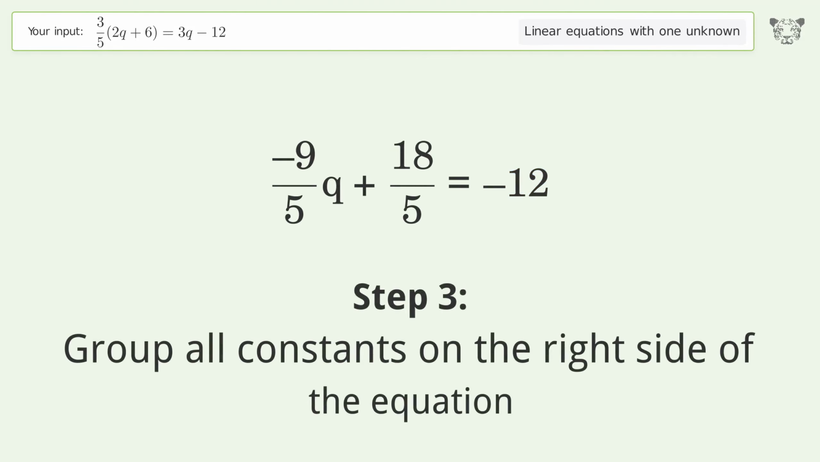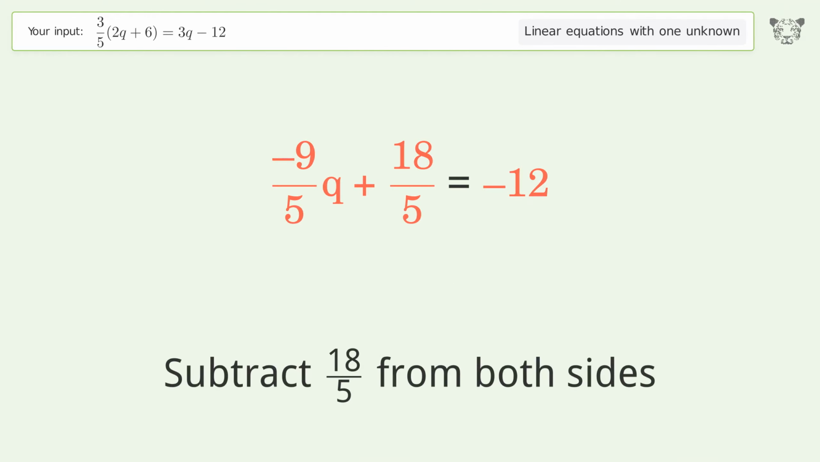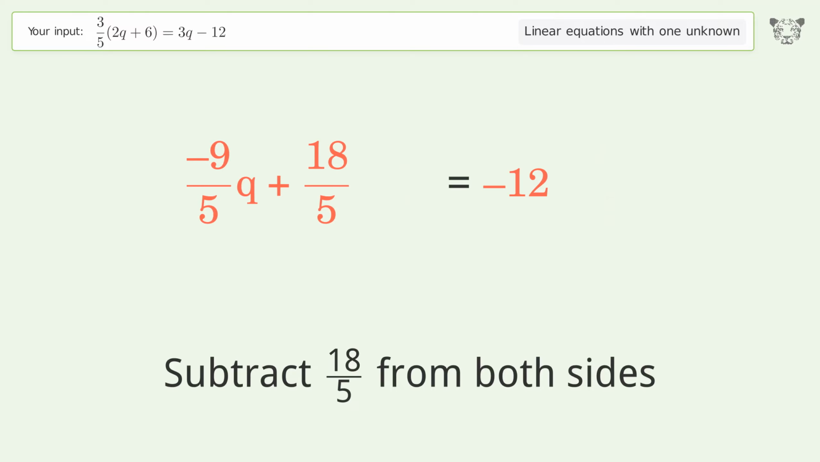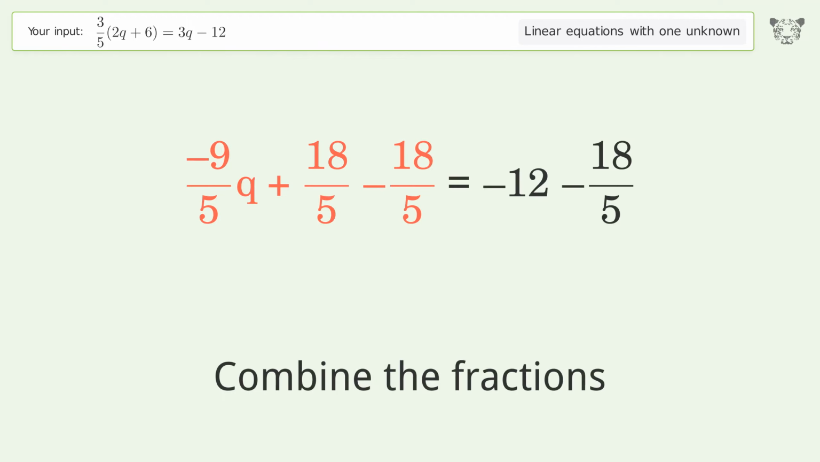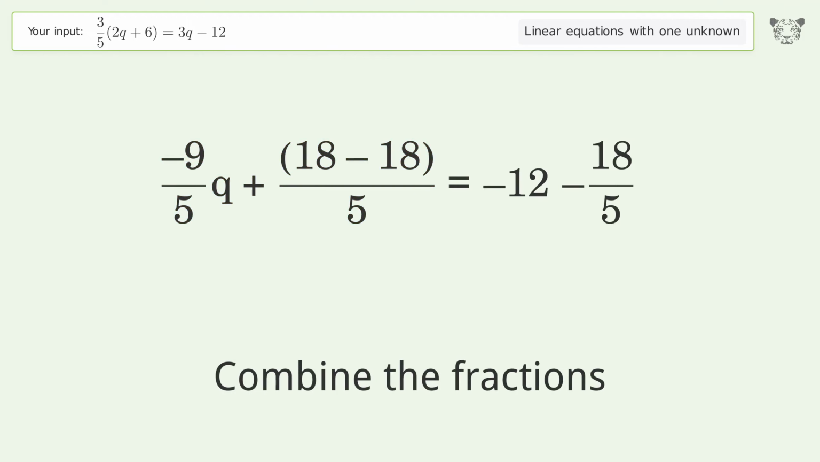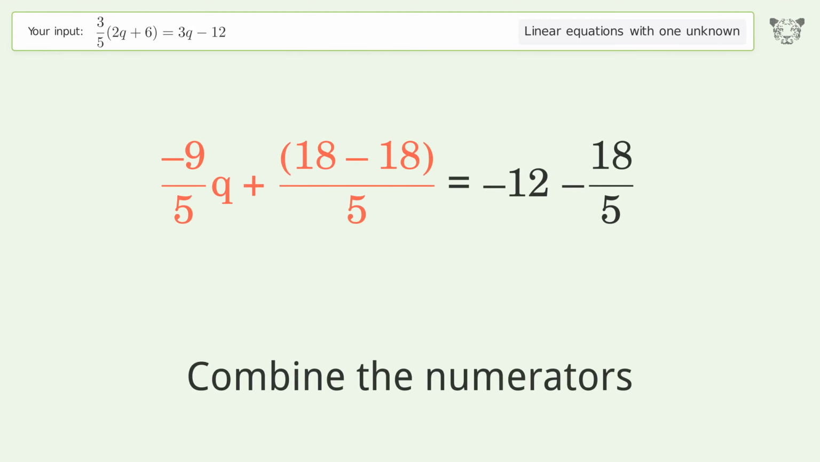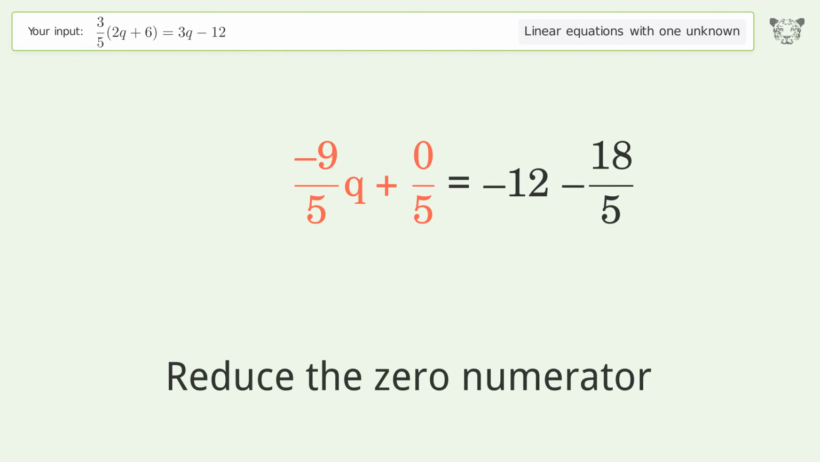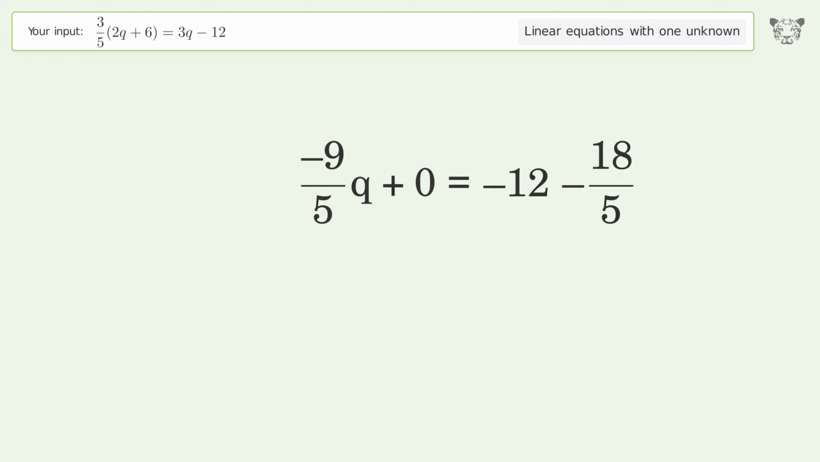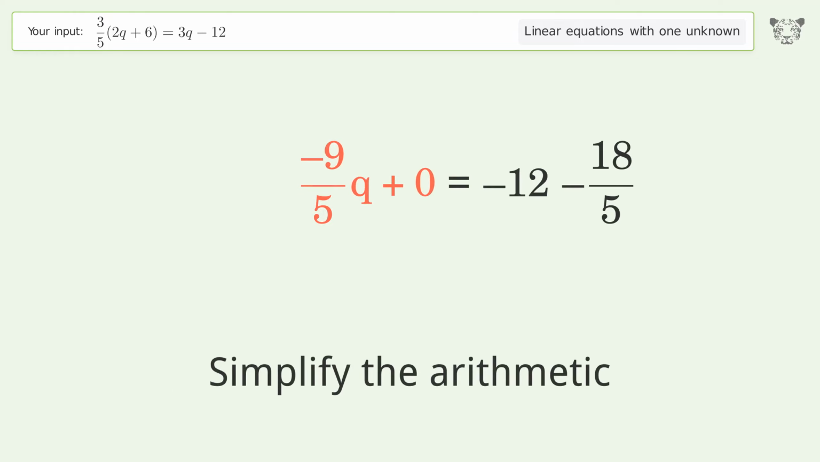Group all constants on the right side of the equation. Subtract 18/5 from both sides. Combine the fractions. Combine the numerators. Reduce the zero numerator. Simplify the arithmetic.